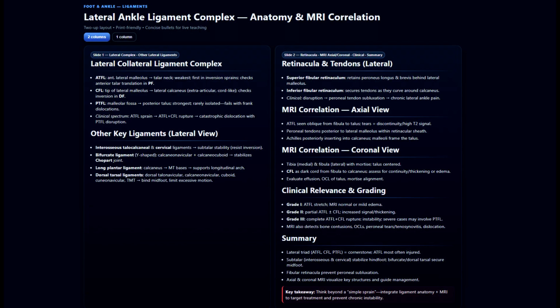These three ligaments form the cornerstone of lateral ankle stability, and their injuries define the spectrum of inversion sprains, from mild ATFL tears to combined ATFL and CFL ruptures, and finally, to catastrophic dislocations involving the PTFL. Other key ligaments seen laterally.